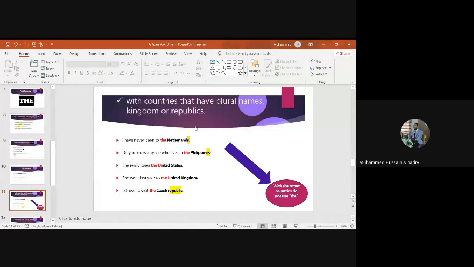With countries that have plural names, specifically, then we use the. But with plural names, kingdom, republic. For example, the Netherlands. I have never been to the Netherlands. So you see here, we have S, plural names. We use the Philippines. The United States. We always use the with United States. The United Kingdom. The Czech Republic.